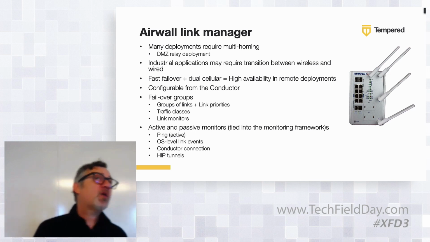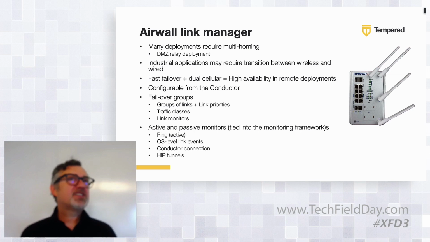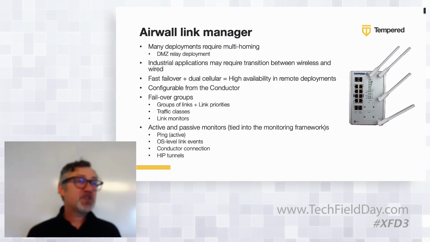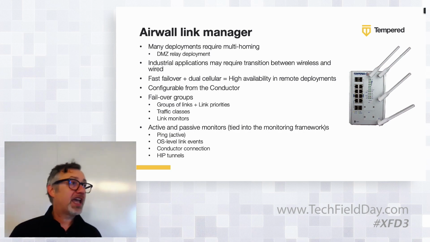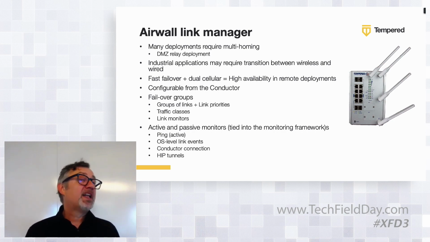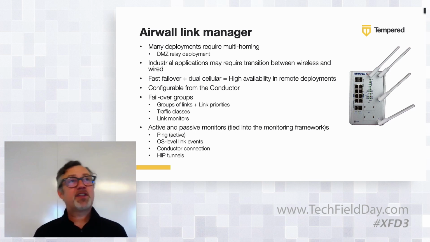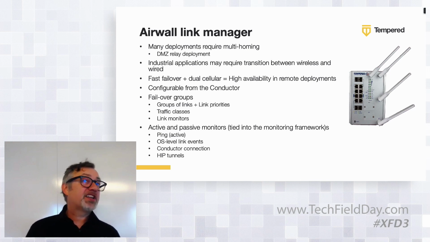The way we allow you to do that is we have what are called failover groups. Failover groups can be used to put in different types of link. They don't have to be cellular. You can have any type of underlink you would like. You can group them, assign them priorities, and also assign a traffic class. So maybe you want different failover groups for different types of traffic. For example, you could have a different group for the conductor connection, and another group for your data plane connectivity.